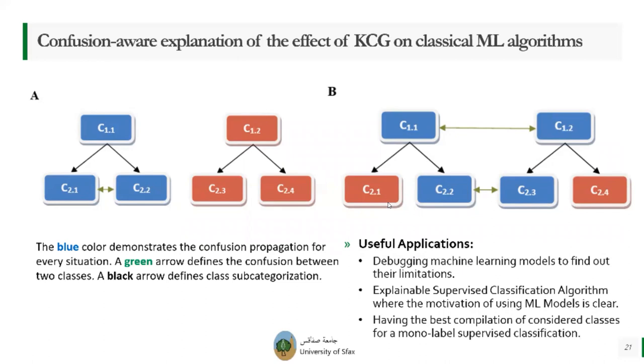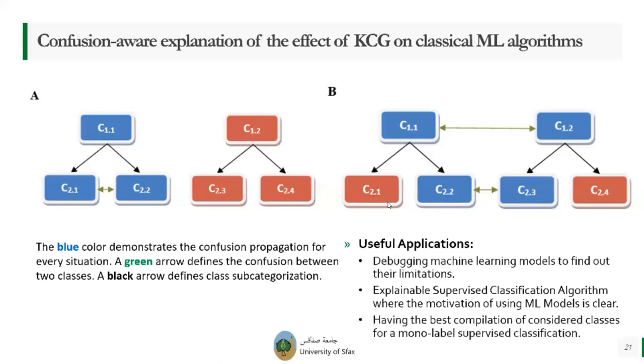So what is the value of such a theory and such a result? Well, this can be used to debug machine learning models to find their limitations. We can just generalize kinds of categories one by one to their direct parents and see how the accuracy values will vary according to every context. Then we can have an explainable supervised classification algorithm where the motivation of using each machine learning model is clear.